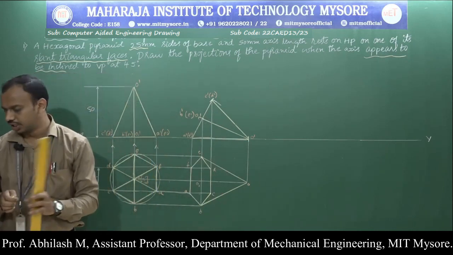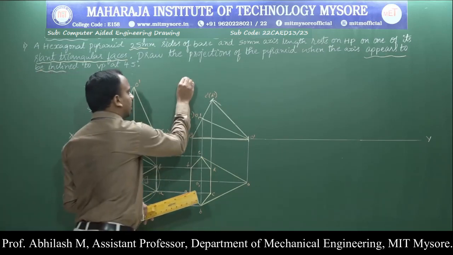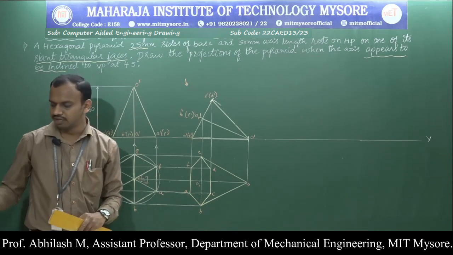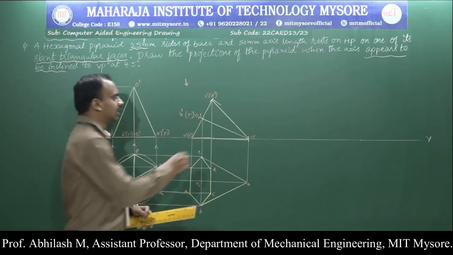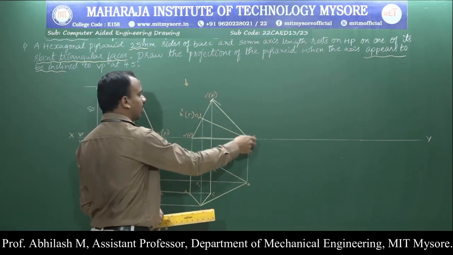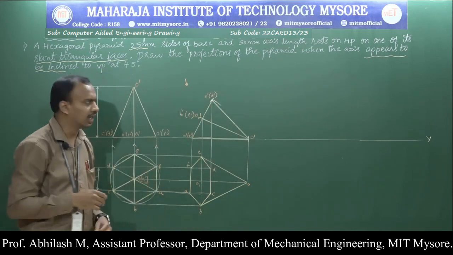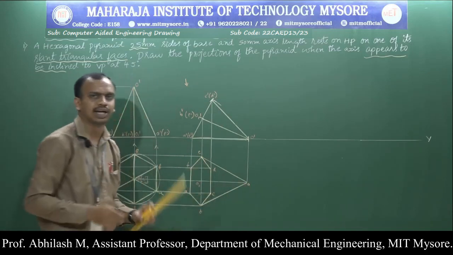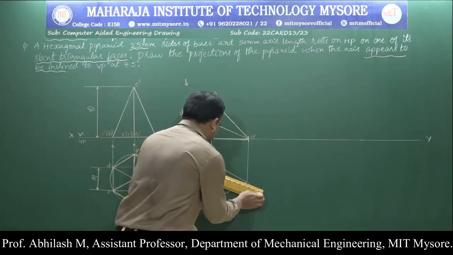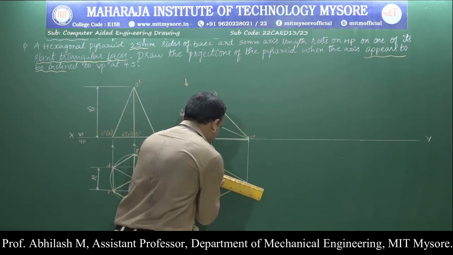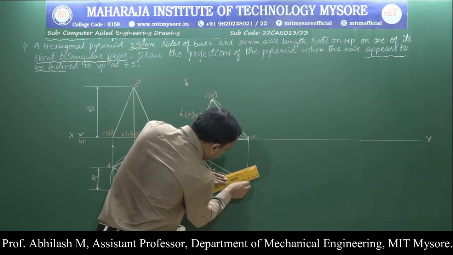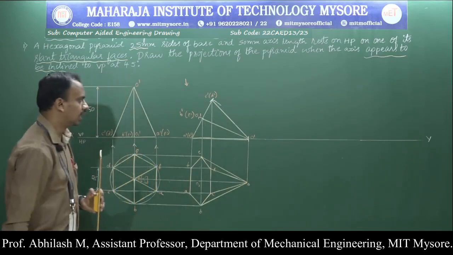Now the next boundary condition: for the observer, the faces or edges which are nearer are completely visible, and which are far are not visible. Let us see that. O dash to D dash and O dash to C dash are nearer to the observer and completely visible. So O to C and O to D are completely visible. Make that with the help of a thick line. Similarly, from O to the point C.